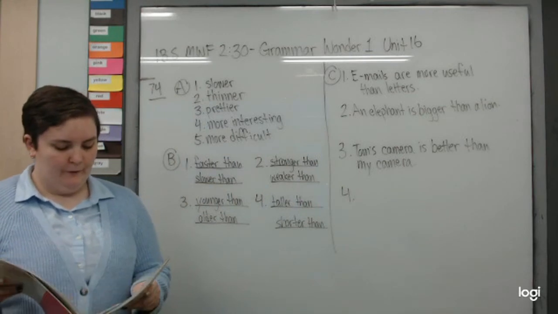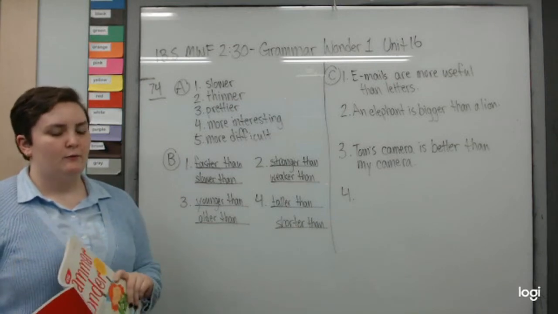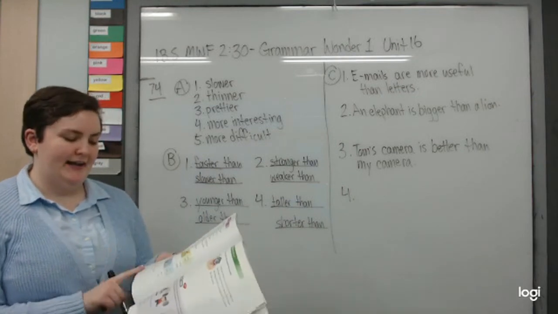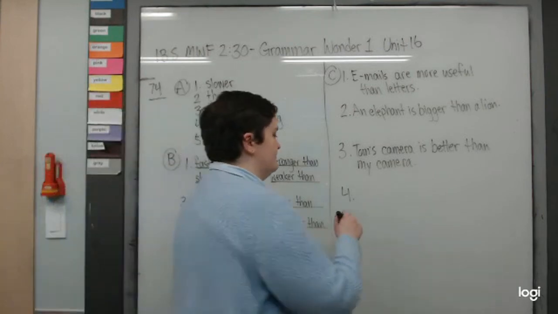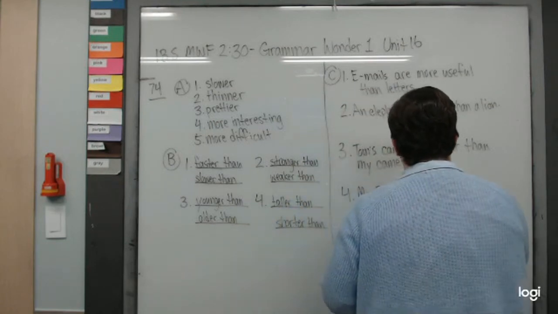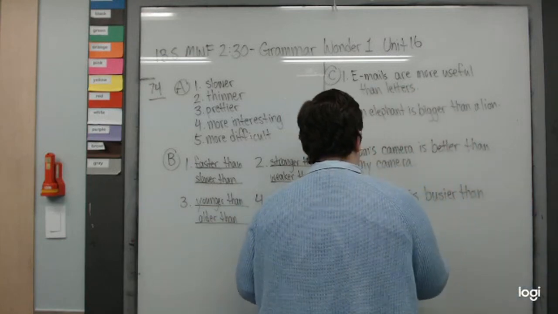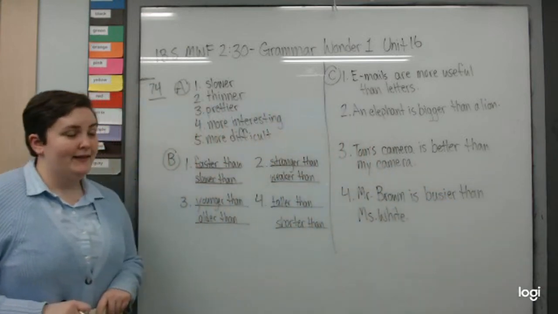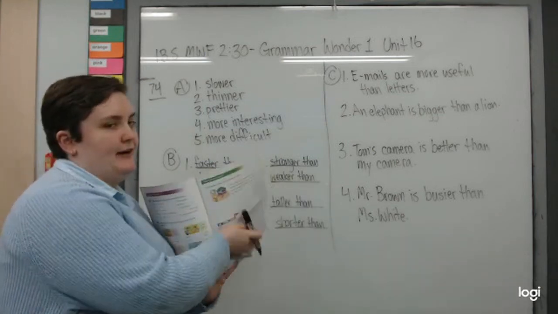Okay, number 4. Mr. Brown is more busy than Miss White. What's wrong with more busy? It ends in Y, so we need I-E-R. Mr. Brown is busier than Miss White. Okay, check your spelling and your answers. If you didn't finish page 75, please do that now.